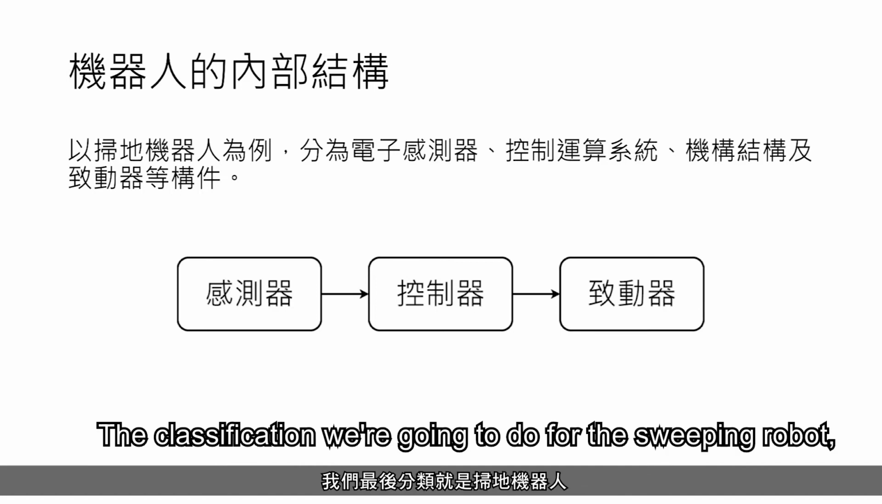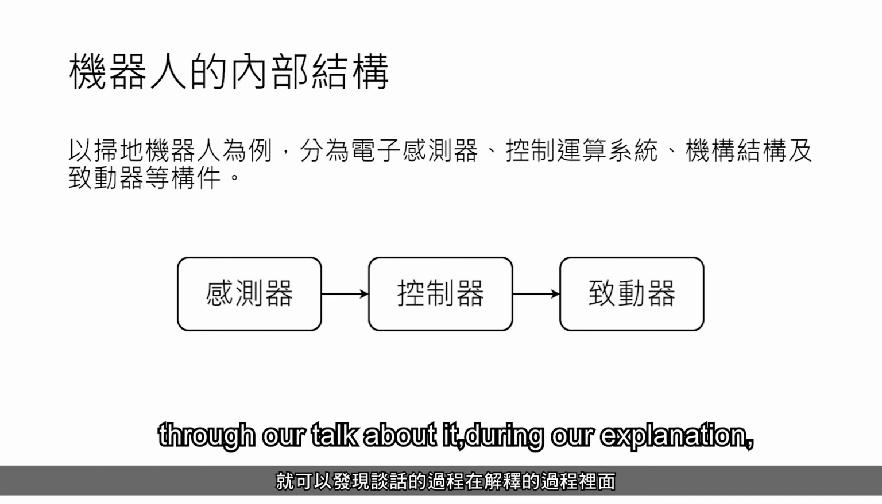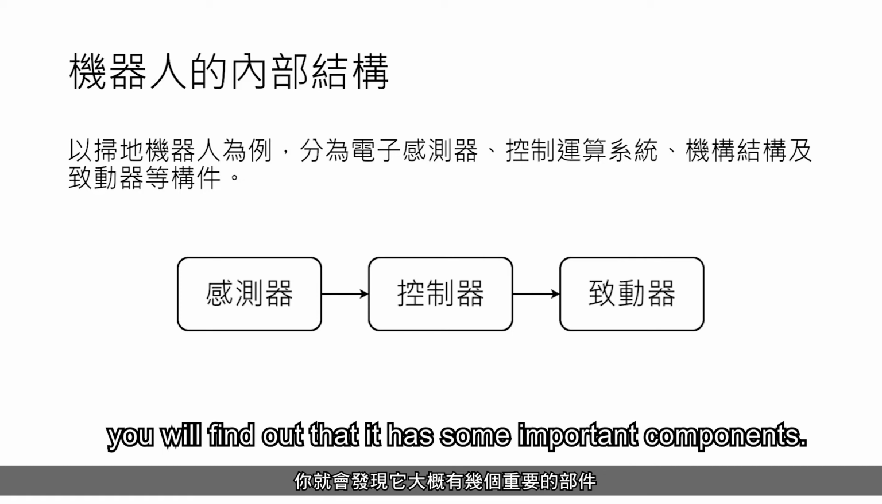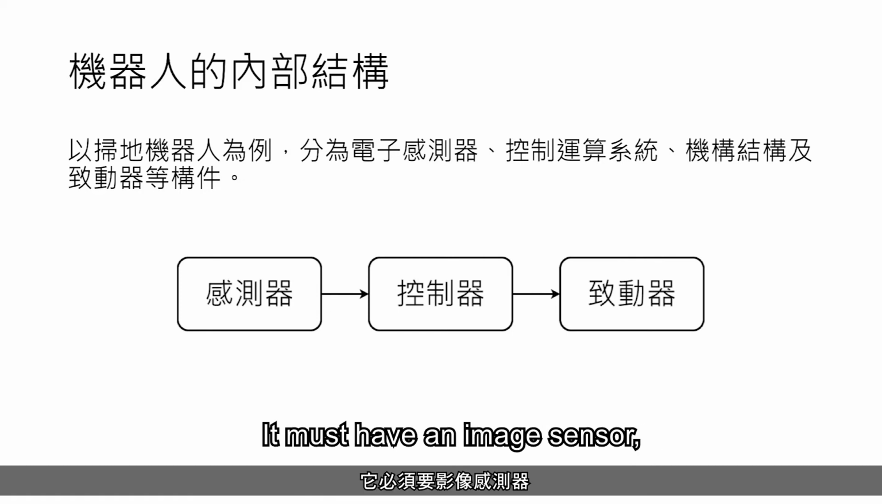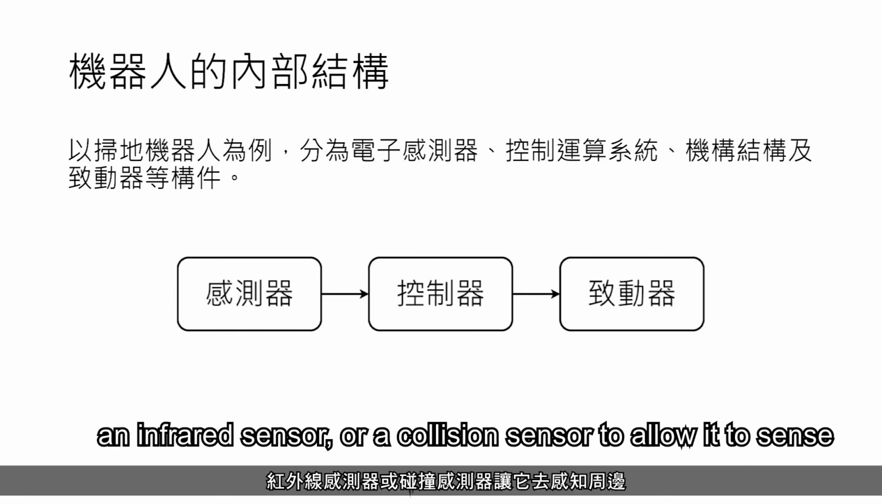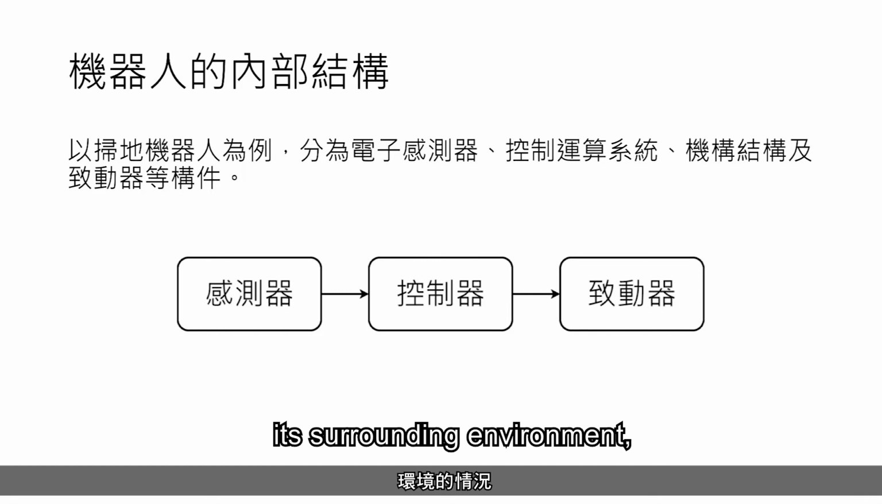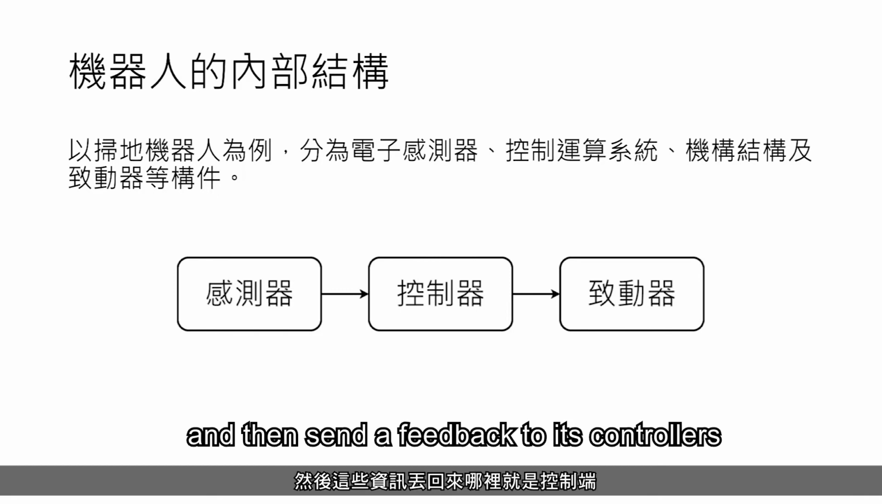The classification we are going to do for the sweeping robot is through talking about it. During our explanation, you will find out that it has some important components. One is the sensor. It must have an image sensor, an infrared sensor, or a collision sensor to allow it to sense its surrounding environment and then send the feedback to its controllers.